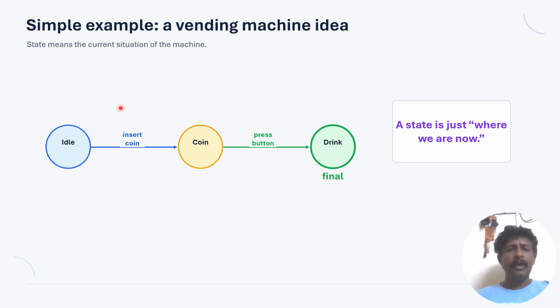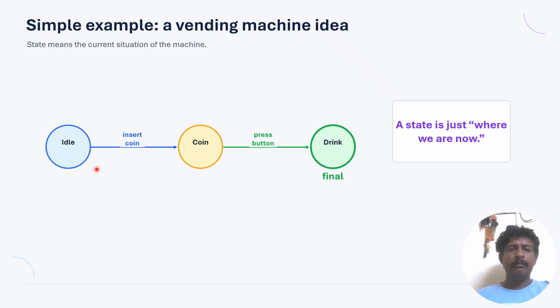To make the idea even easier, imagine a vending machine. At first, the machine is in an idle state, right? That means it is waiting. When we insert a coin, it moves to another state, maybe coin received. Then we press a button. It moves to another state and gives a drink. So here, state means current situation. This is the same idea in finite automata also.